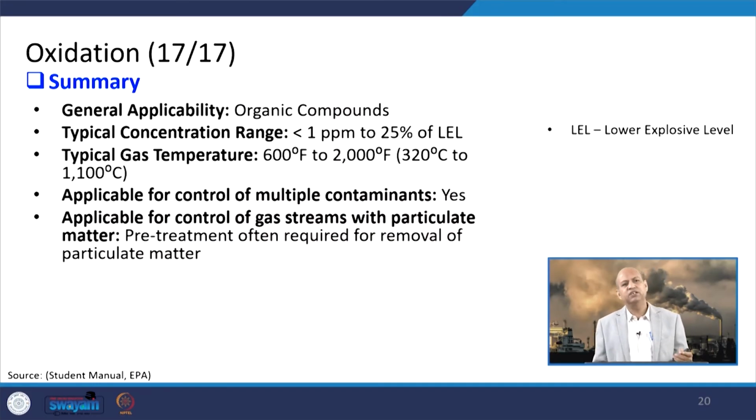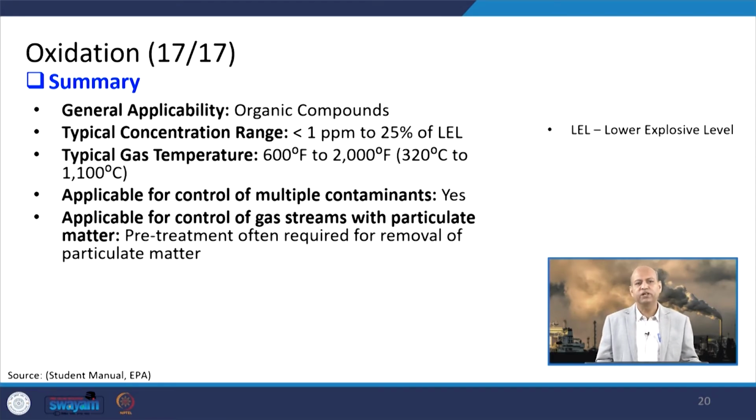So, in summary we can say that this oxidation system can work for organic compounds, and typically the concentration range for which we use it is 1 ppm to 25% of the lower explosive level, and 320 degrees to 1100 degrees Celsius, depending upon whether we are using the catalytic or thermal system. It can be applicable for controlling multiple contaminants, because the temperature range as well as other ranges are quite large.